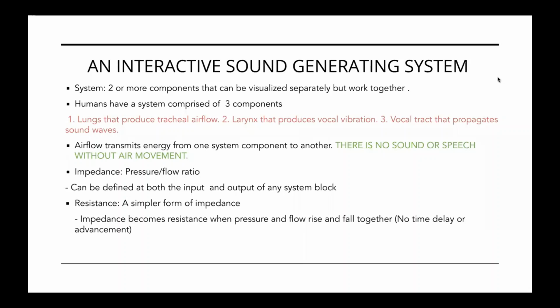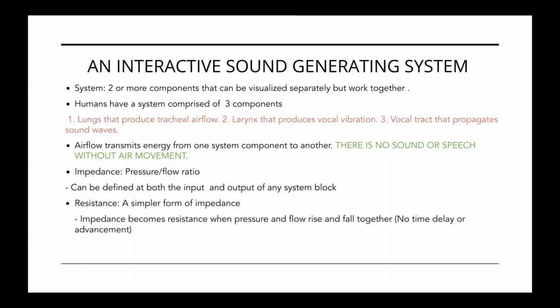So, an interacting sound generating system. So what is a system? A system is generically defined as two or more components that can be visualized separately but work together. Humans have a system comprised of three components. So first you have your lungs that produce tracheal airflow. Then you have your larynx that produces vocal vibration. And you have your vocal tract that propagates sound waves.